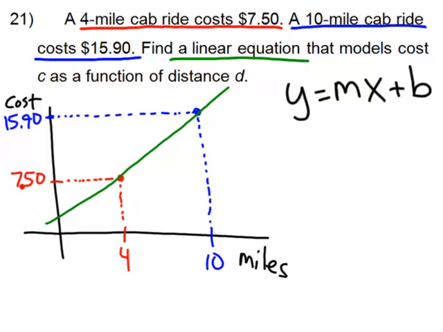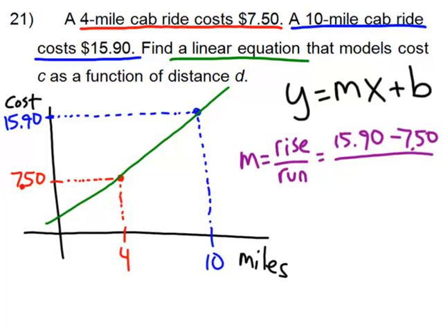Our first task is to figure out what this m value is. The m represents the slope of this line. We know that slope equals rise over run, or change in the dependent variable over change in the independent variable. So how much did we rise between this point and this point? Well, that would be 15.90 minus 7.5. That's the amount of our rise.